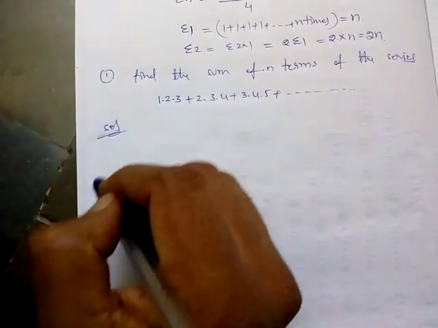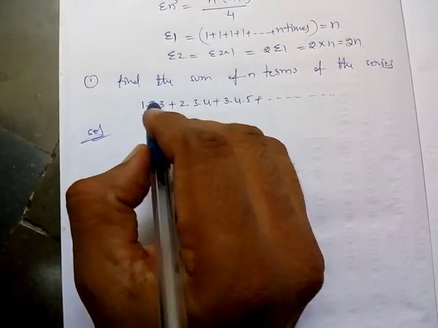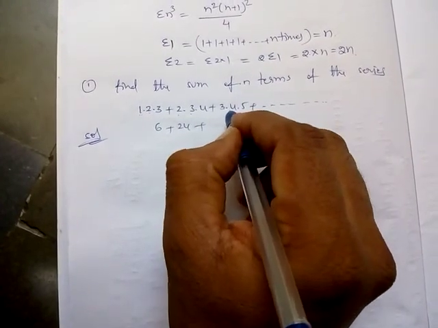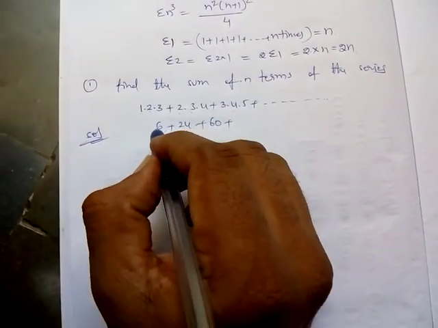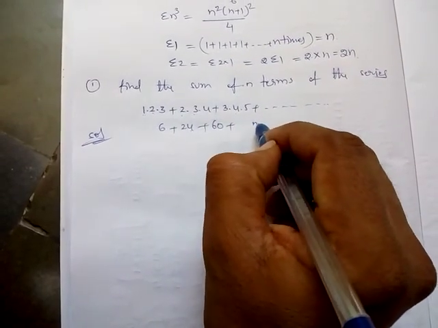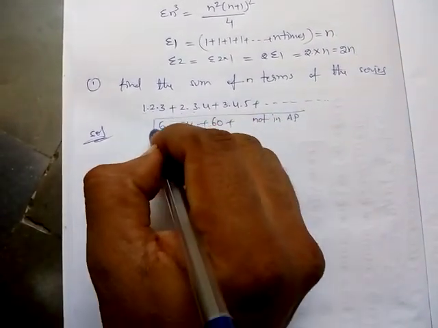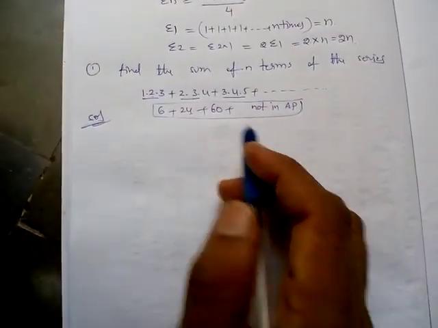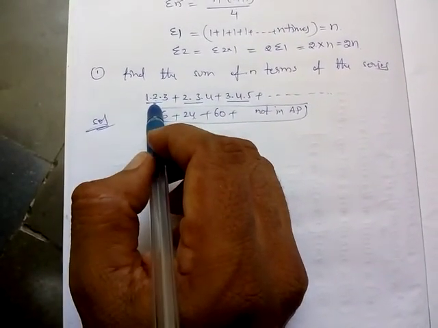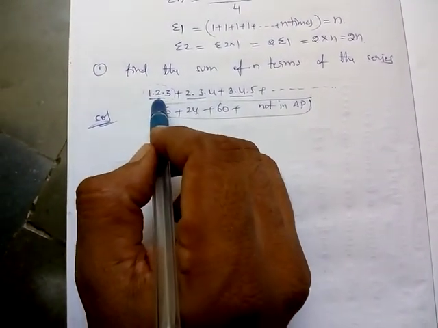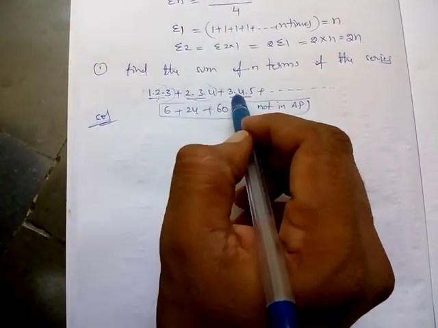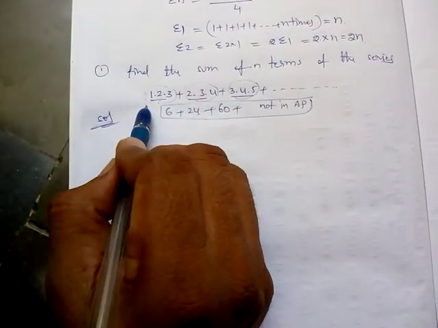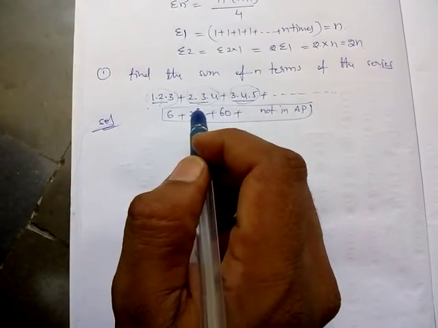So solution: if you multiply 1 into 2 into 3, you get 6, then 24, then 60. If you multiply these terms, they are not in AP, so that's why we don't multiply here. This is one term, this is another term, this is a third term. So different terms are there here, and each term has 3 factors. From the 3 factors, take the first factor of each term of the series.